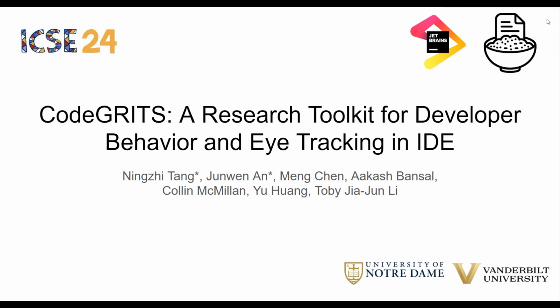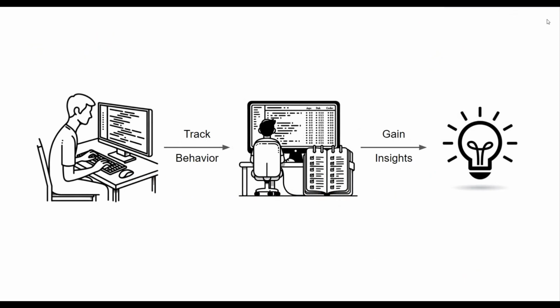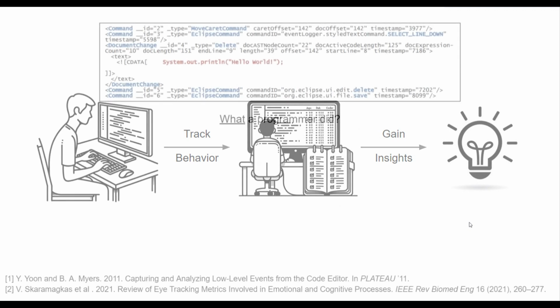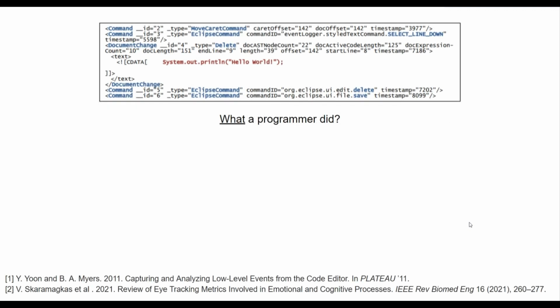CodeGRITS, a research toolkit for developer behavior and eye tracking in IDE. Tracking developers' programming behavior provides valuable insights into how they are engaged in software development and sheds light on the usability of programming tools. Traditional approaches focus mainly on tracking developers' interactions within IDE, which tells what programmers do. However, they are unable to answer why they do it.